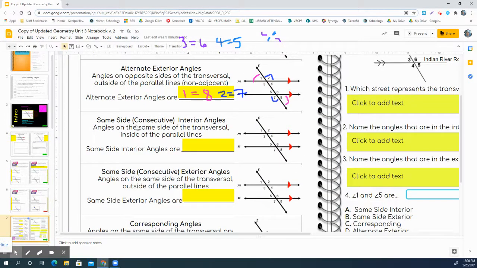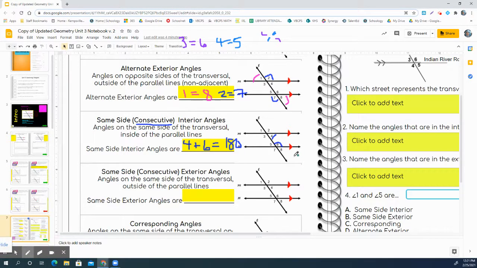So if we come down here to same side, another word for that is consecutive. We've kind of scrubbed away the word consecutive, but sometimes it is seen. Same side of the transversal, interior of the angles. What two angles am I talking about? 4 and 6 for sure. Here, instead of writing 4 equals 6, I want you to write 4 plus 6 equals 180. Even though that doesn't make a whole lot of mathematical sense, it's really the measure of angle 4 plus the measure of angle 6 equals 180. Hopefully that shorthand will help a little bit.